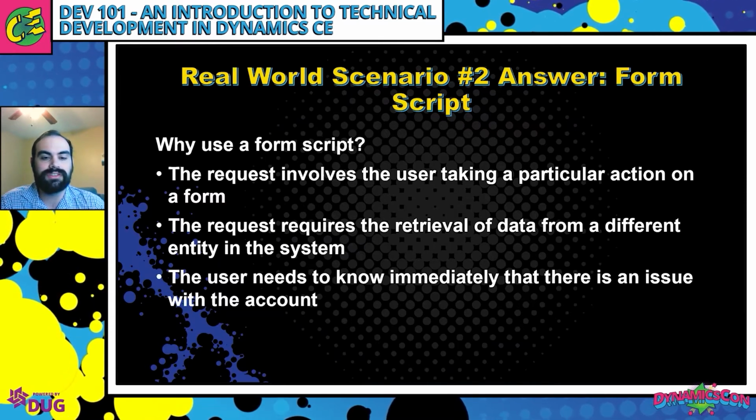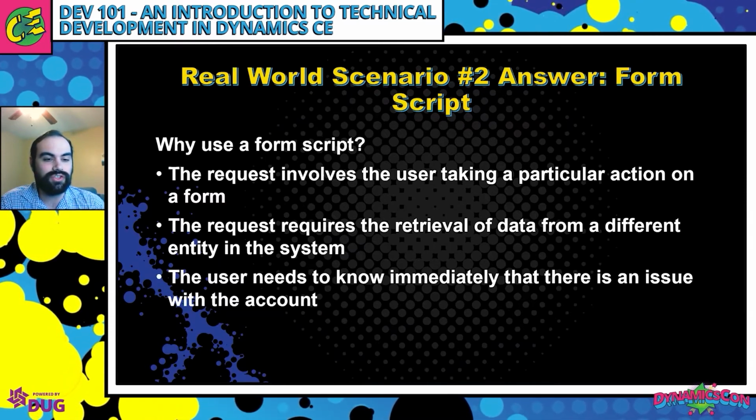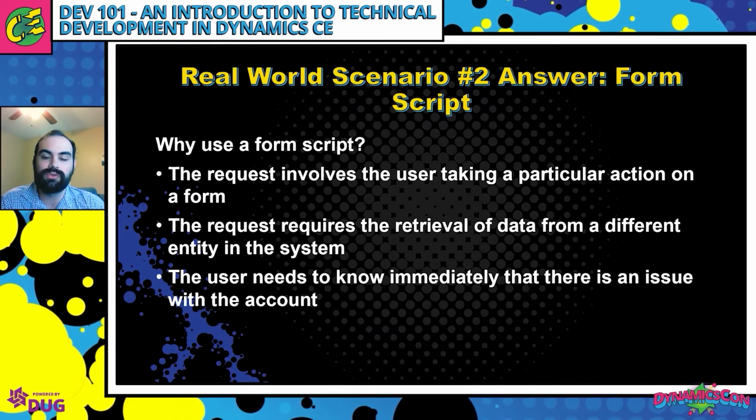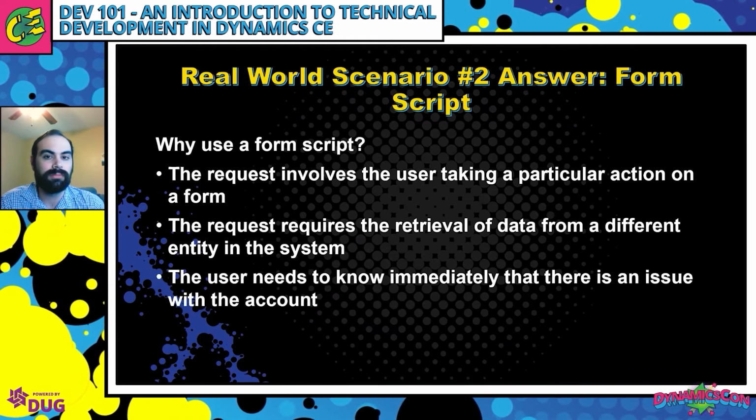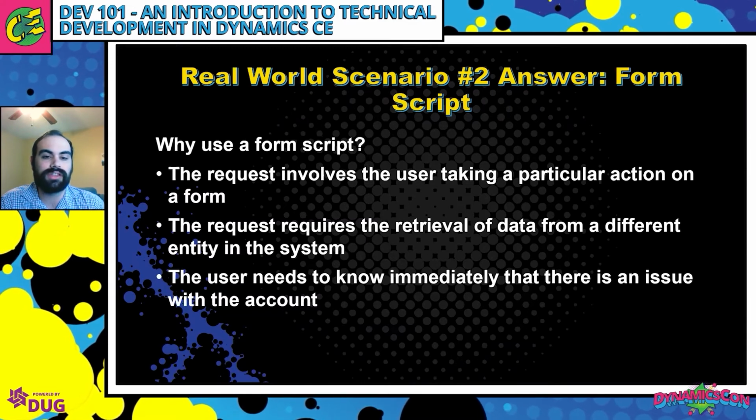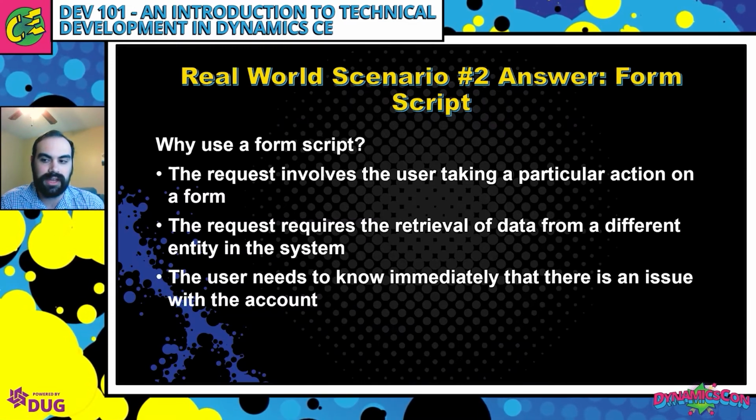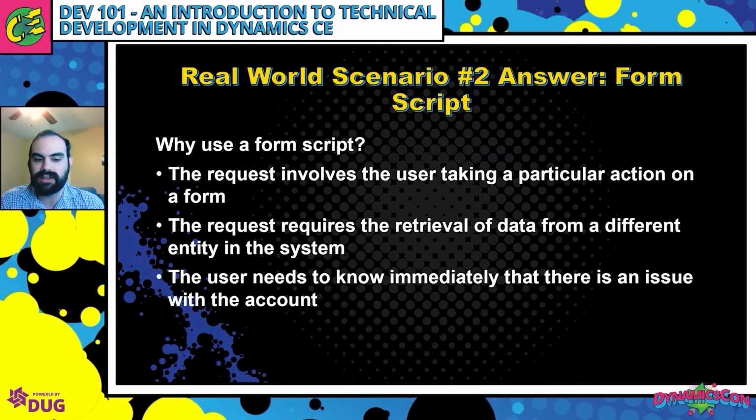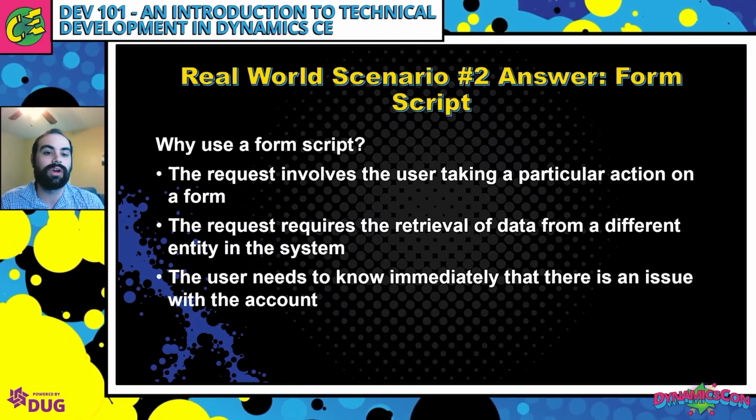And finally, the user needs to know immediately that there is an issue with the accounts that they are trying to add to this opportunity before they have the chance to put other data into their fields and potentially waste time doing something that they're going to have to undo anyways. So the fact that form scripts execute client side means that you can respond the instant the user actually updates the account lookup to that issue account.